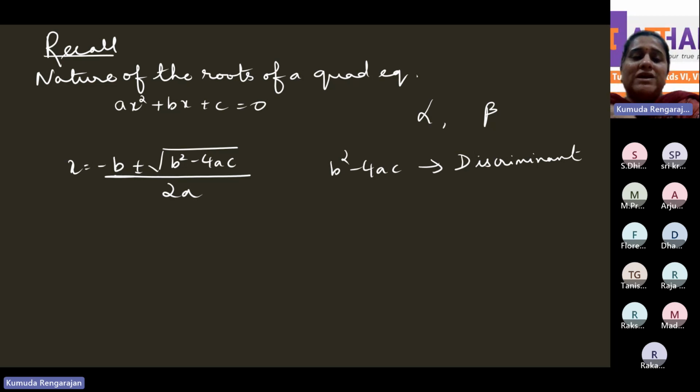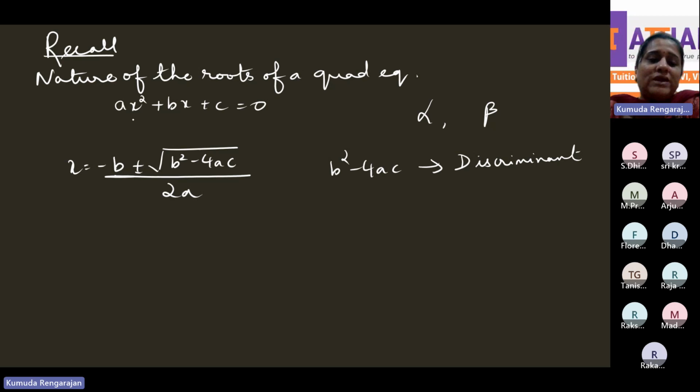So if b square minus 4ac, the value is negative, then square root of a negative value is imaginary. In which case the quadratic equation has no real roots because the roots are imaginary. The roots are complex. It has no real roots.